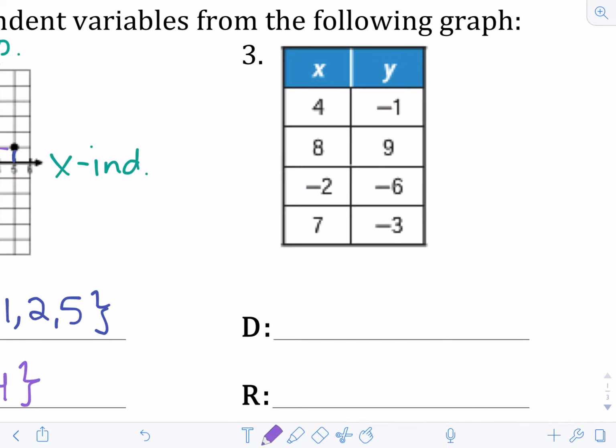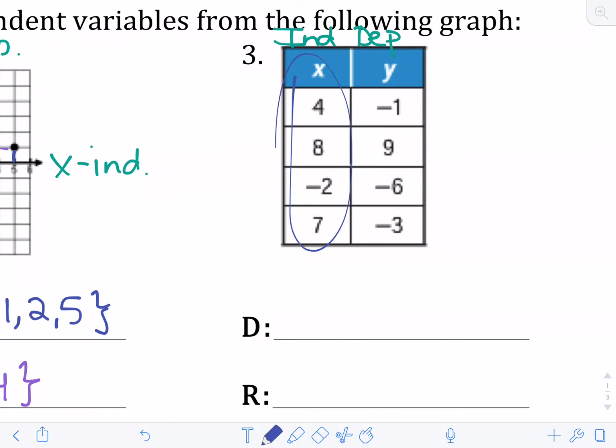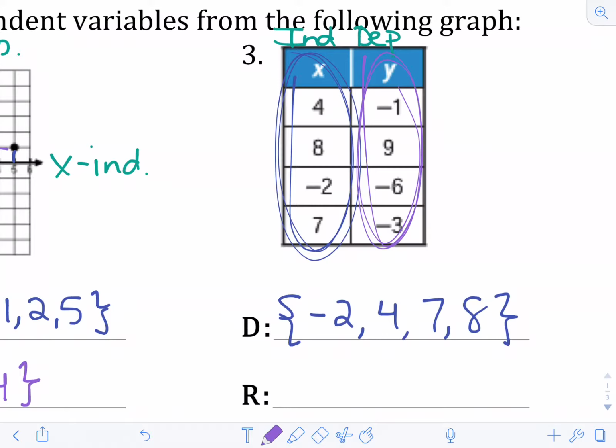And these are lovely, and here's why. First, we're going to label independent, dependent. X is always independent, Y is always dependent. And now the wonderful, wonderful thing of a table. Your domain is your set of x values. So there you go. Just do it in order from least to greatest: -2, 4, 7, and 8. Your range are the set of your y values. It's right there. There's no math really involved. It's just writing it down again. I'm going to do it in order from least to greatest: -6, -3, -1, and 9.